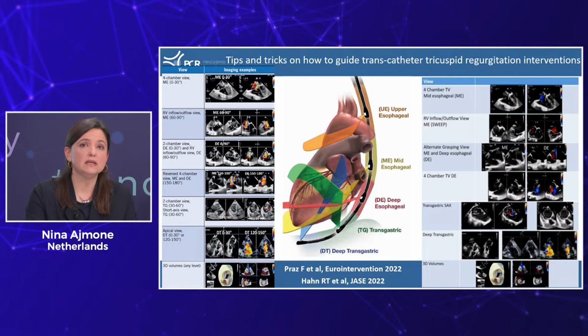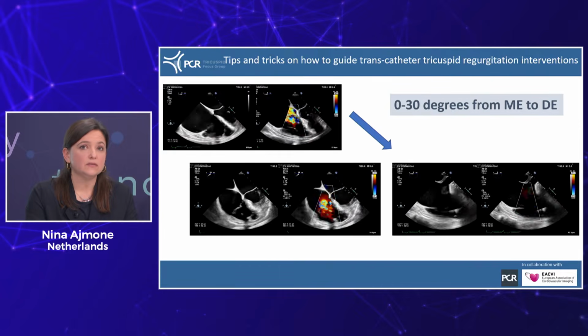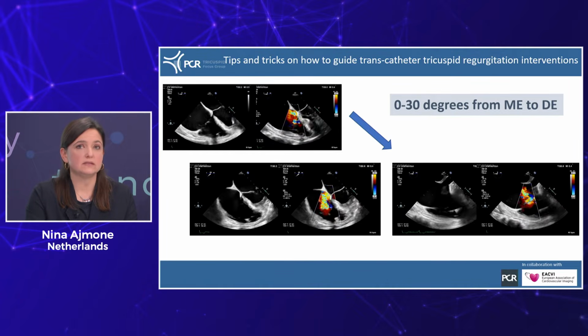But as you can see in the middle picture, and where approximately the annulus and the level of the tricuspid valve is, we use mainly mid-esophageal views, going then more distally until a deep esophageal, and then we have the transgastric and the very deep transgastric view. So starting indeed with the mid-esophageal, more or less at 0 degrees, you have a classical 4-chamber.